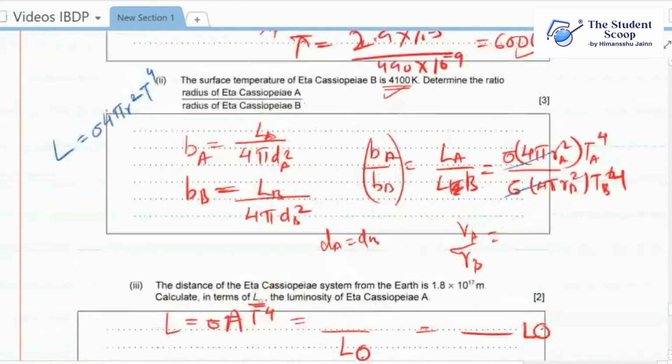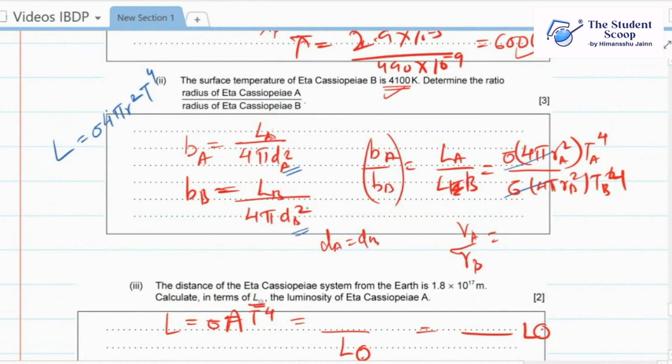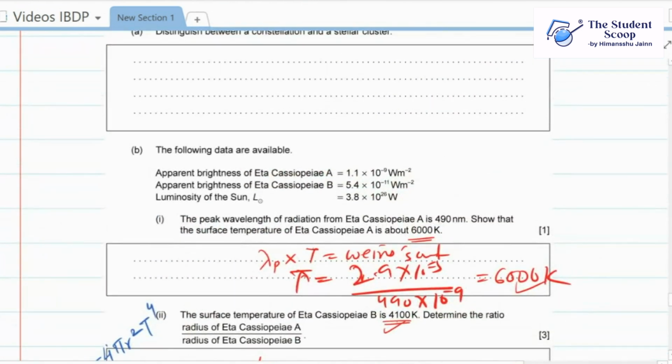The distance is the same in this scenario because they are a binary system. Binary systems are stars which are orbiting each other at a specific location, so they are basically at around the same distance with respect to us. If the distance is given and everything else is given, we can find the luminosity of a particular star in terms of the star's luminosity. Just divide the final answer by the luminosity of the sun, which is given in the question.